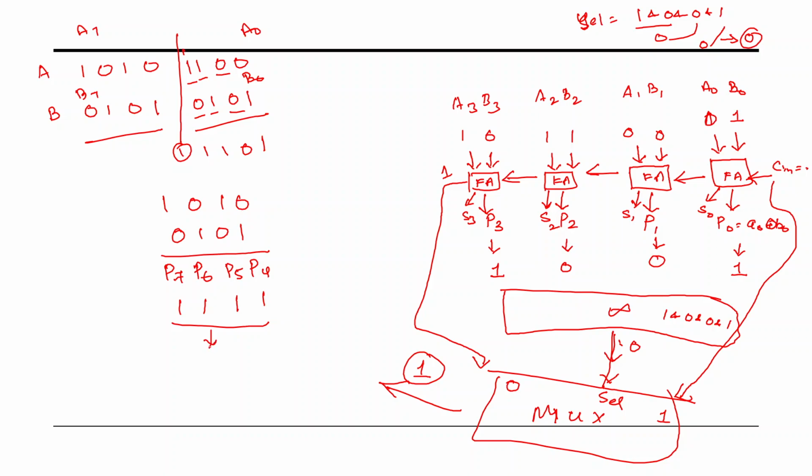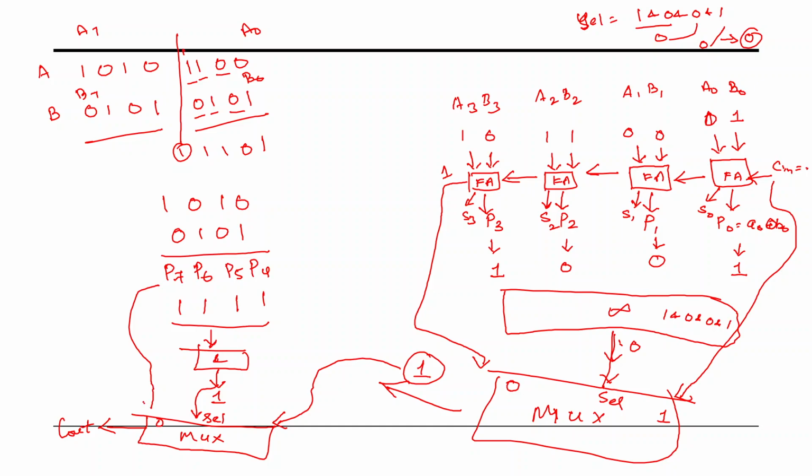So now this will go to the reduction AND. All the inputs are 1, so the output is going to be 1. This will go to the multiplexer as a selection line. If it's 1, it will select the input carry to the output stage. And if it is 0, it will select the output carry to the output stage.